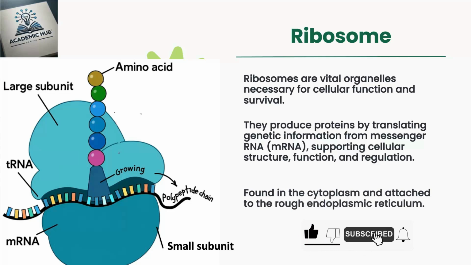Next is evolutionary significance of ribosomes. Ribosomes are one of the oldest cellular structures present in all living organisms. Their universality suggests that they played a key role in the origin of life. So there is a theory about this, endosymbiotic theory. In this, mitochondria and chloroplasts have their own ribosomes similar to bacterial ribosomes, supporting the idea that they were once independent bacteria that merged with ancient cells.